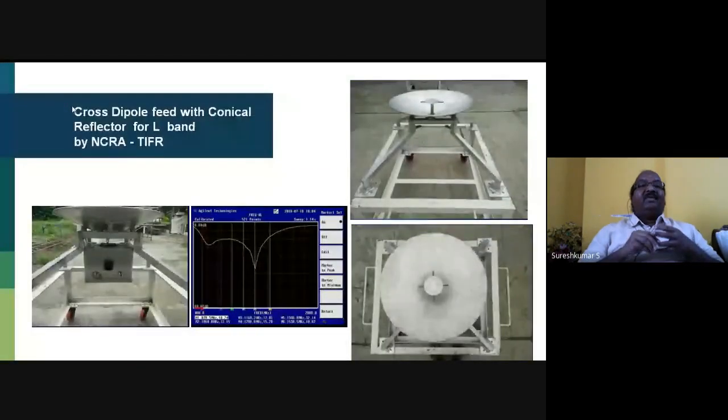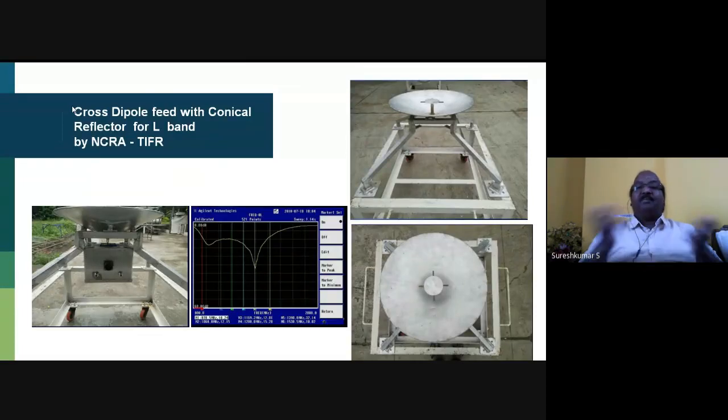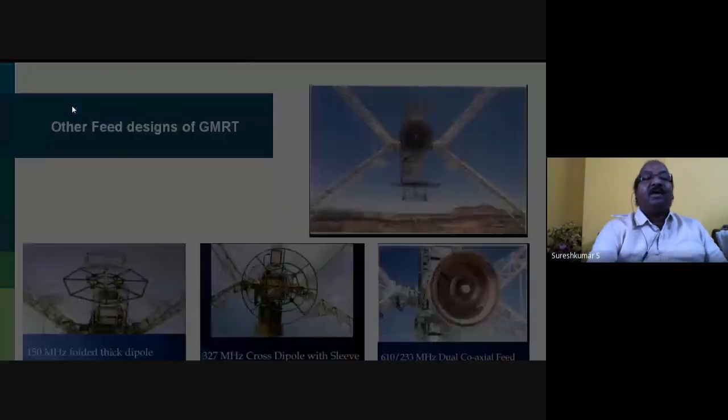Then we want to replace this horn antenna with a cross dipole antenna again, because this cross dipole feed offers a very good radiation pattern over a larger bandwidth. So this is again a cross dipole with a conical reflector, and the box below is the front end electronics, or the LNA, behind the dipole, and this is the feed. I think I need not tell you what these components are because we have discussed them already.